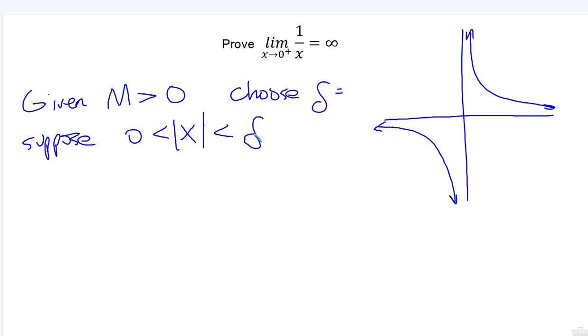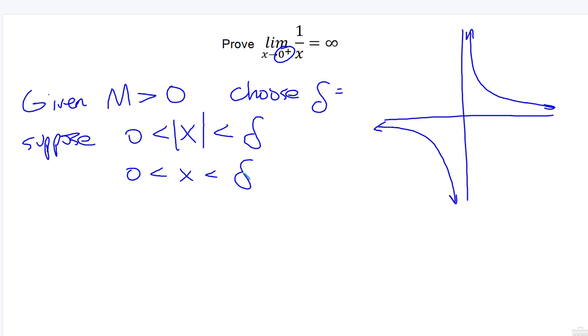But I'm going to actually say we don't really need that absolute value. And the reason is, what do we know about x? Well, x is approaching 0 from the right-hand side, which means x is positive. And if x is positive, then the absolute value of x is just x. So really what we're talking about here is just that 0 is less than x is less than delta. We don't need to worry about the absolute value because this is a one-sided limit approaching only from the positive side of 0.